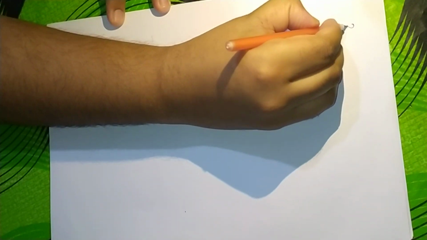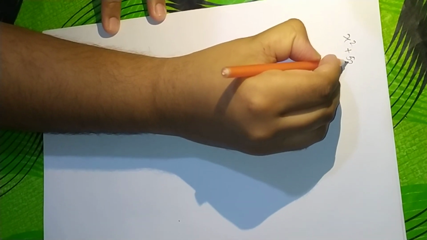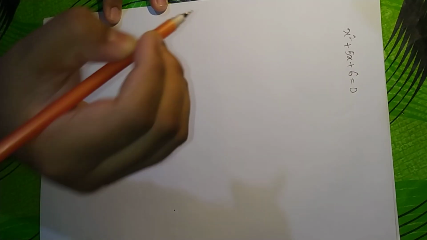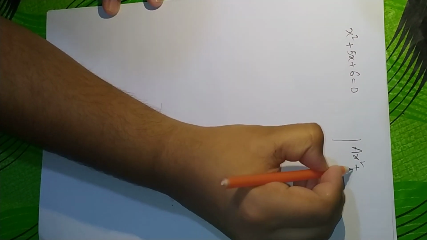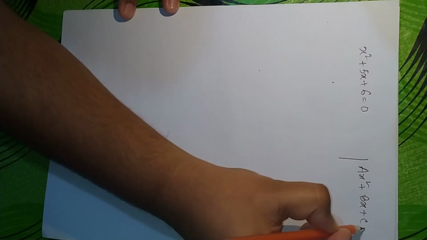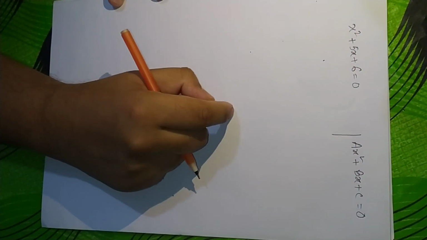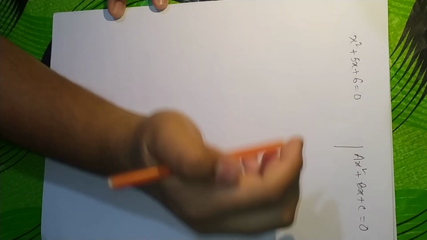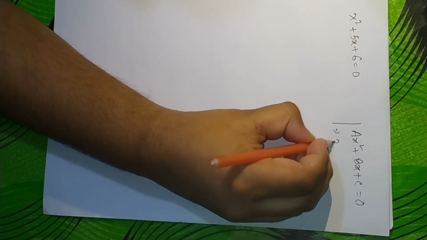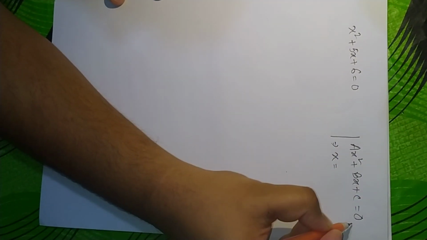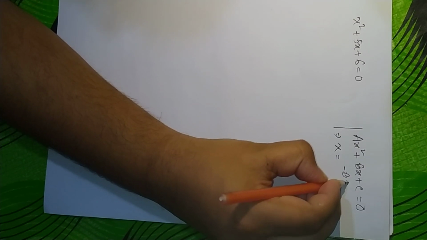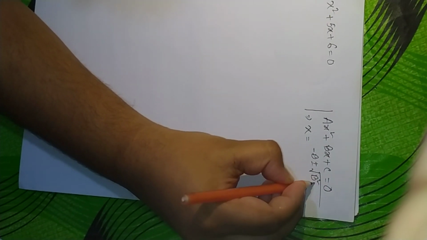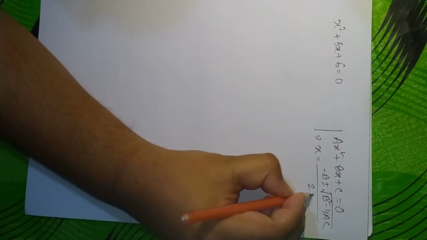Suppose our equation was x square plus 5x plus 6 equal 0. That was our equation, and our standard formula was ax square plus bx plus c equal to 0. The standard formula to find the solution was x equals minus b plus minus root over b square minus 4ac by 2a.